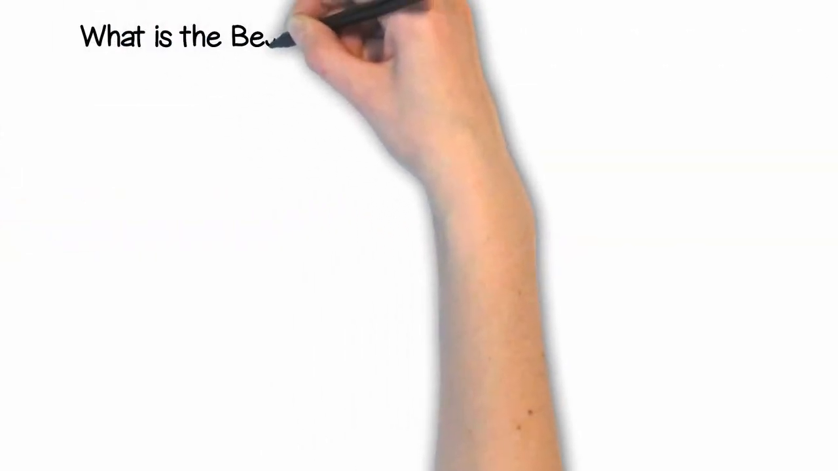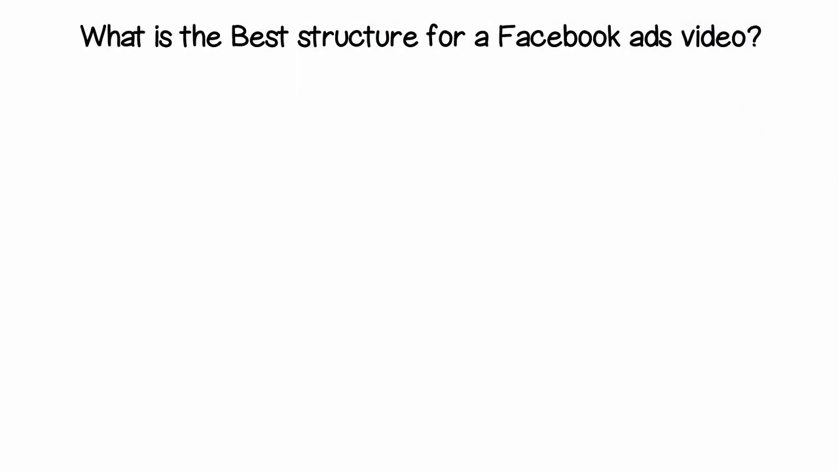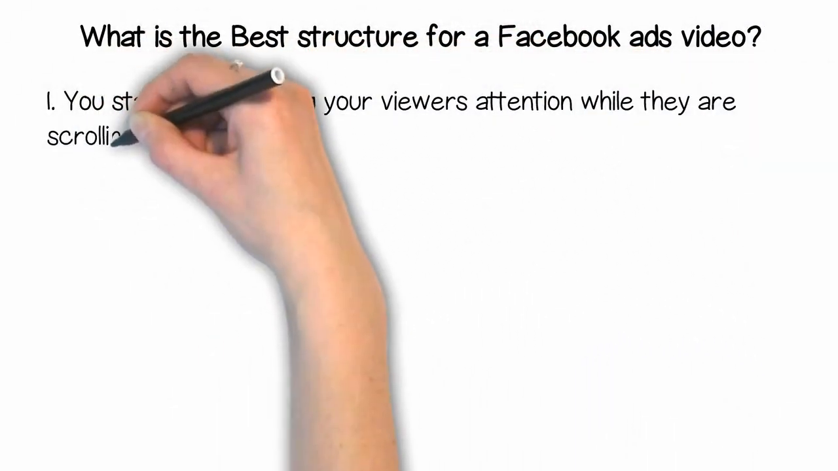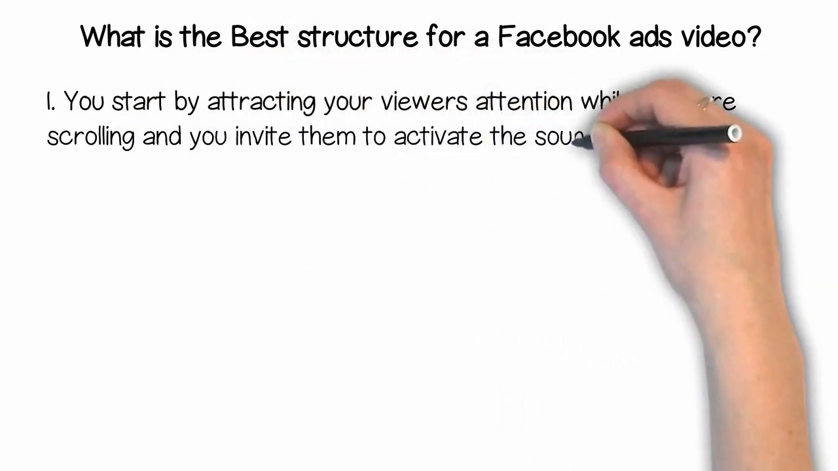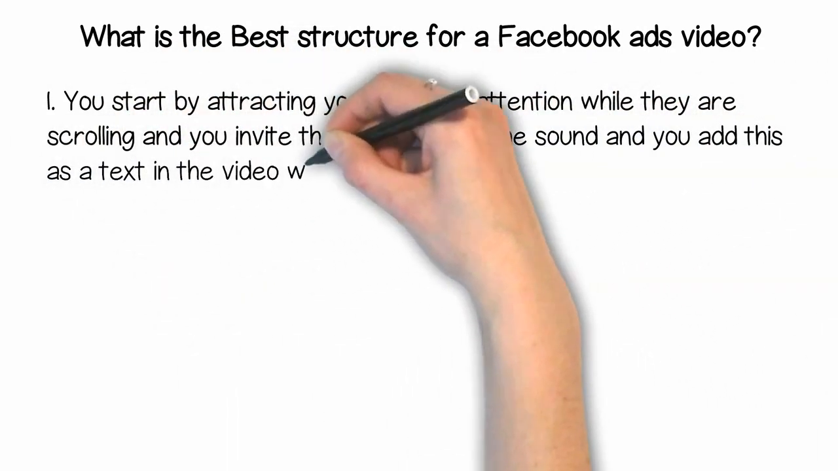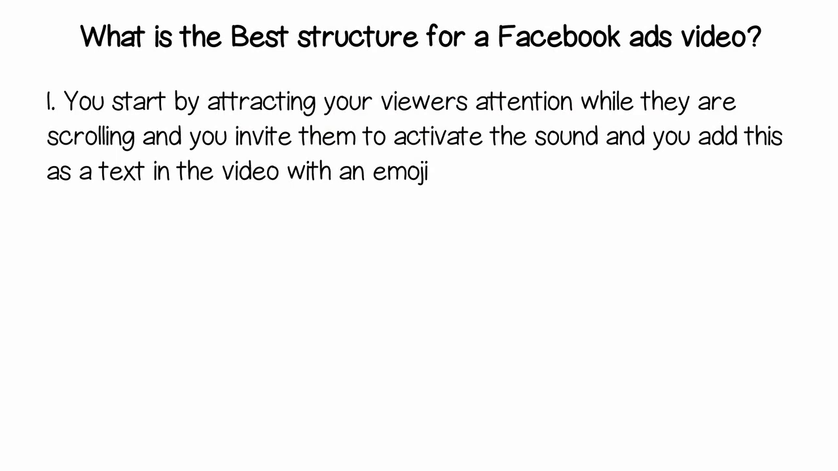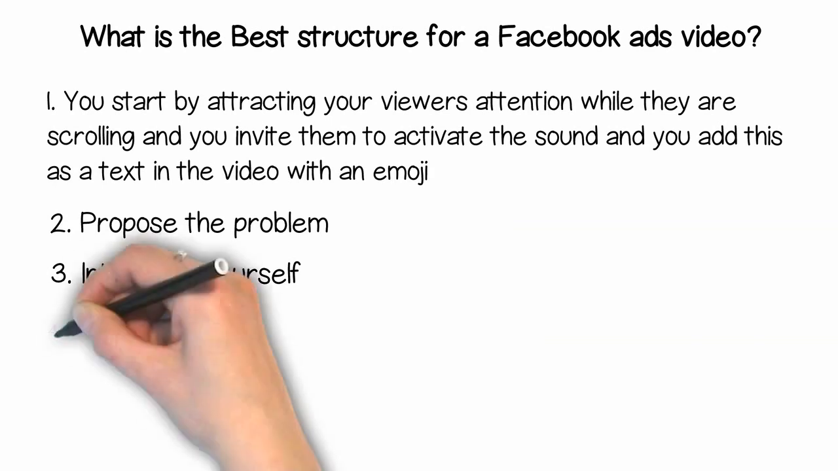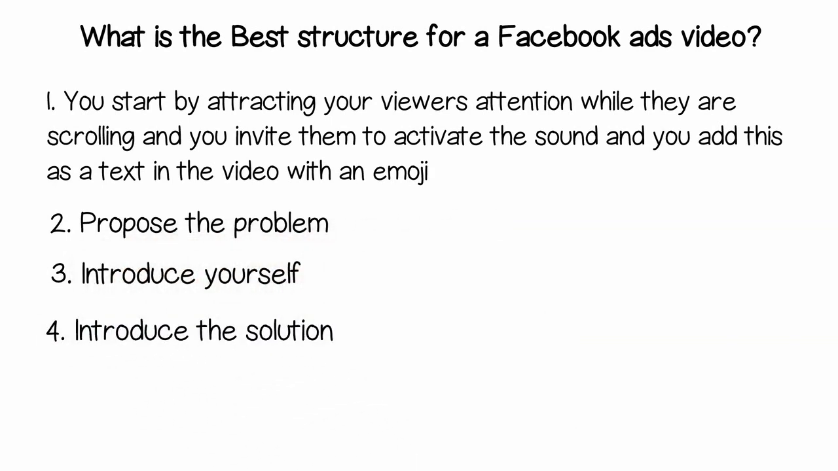So what is the best structure for a Facebook ads video? First, you start by attracting your viewers' attention while they are scrolling, and you invite them to activate the sound, and you add this as a text in the video with an emoticon. Second, you propose the problem. Third, you introduce yourself. Fourth, you introduce the solution.